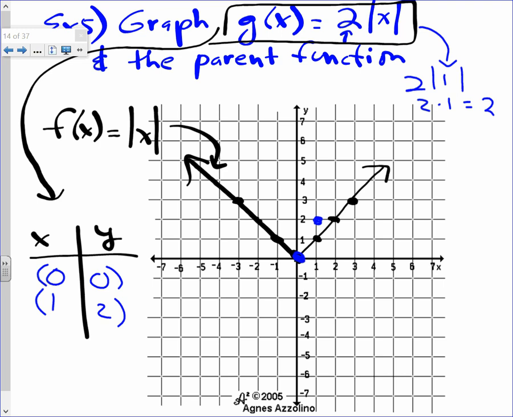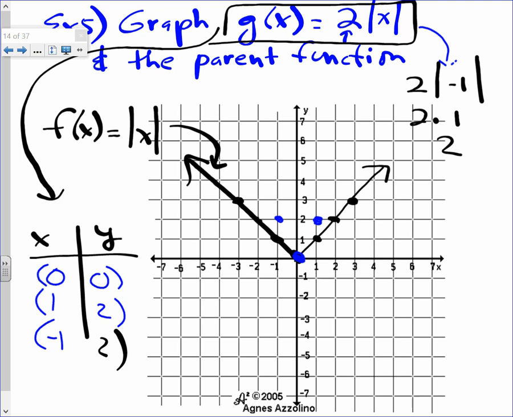How about if x is negative 1? Same thing, huh? Let me just verify for the sake of those who are wondering. Let me replace x with negative 1. 2 times the absolute value of negative 1. That'll be 2 times 1, which is just 2. So negative 1, 2. So we have the stretch.